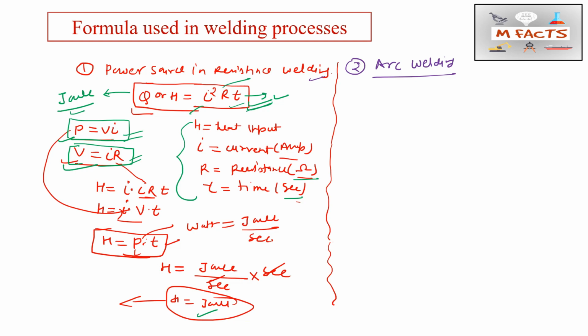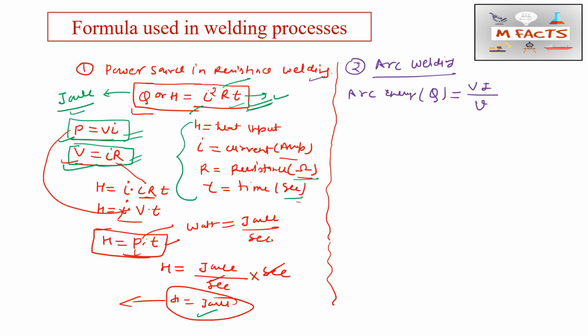Okay, so I am writing the formula of arc energy. One of the formulas is arc energy, which we will write as Q. Q and H, either can be used for energy. Energy or heat input. So this Q is equal to VI by v.